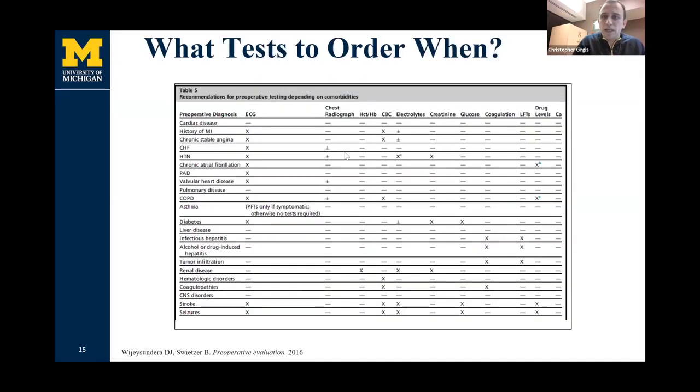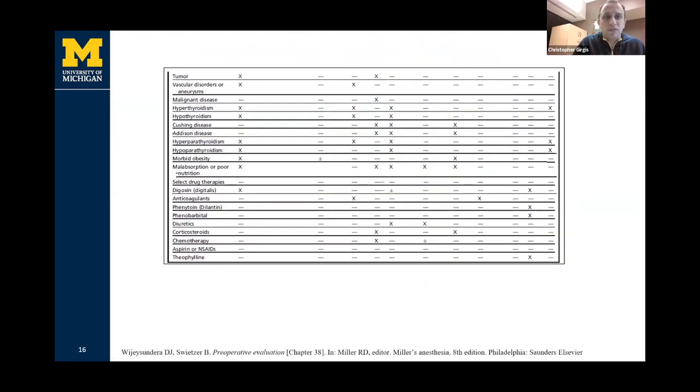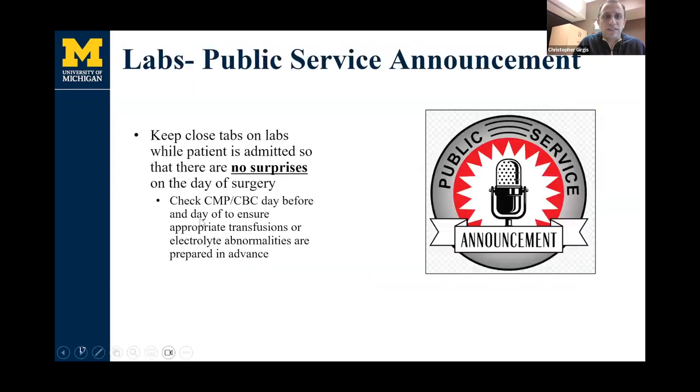So this is a really good chart that shows kind of the preoperative workup that we're going to want to do for patients with different comorbidities. I just put this in for a reference for you to refer to whenever you're taking these patients for surgery. And so, a wide variety of comorbidities and the different studies.